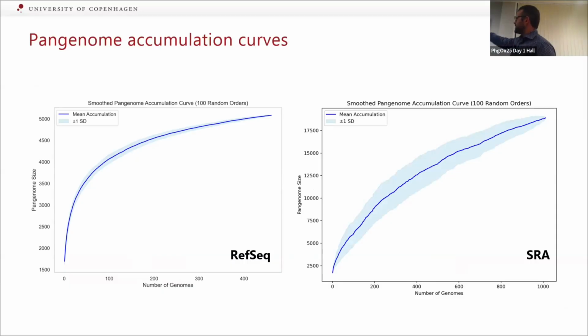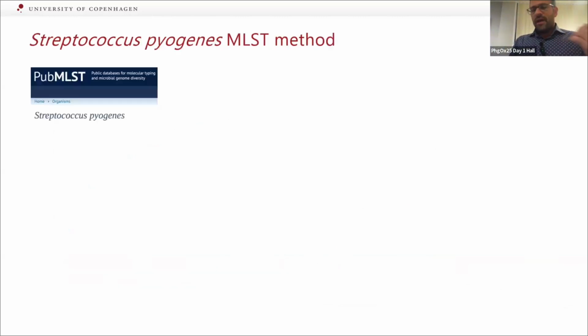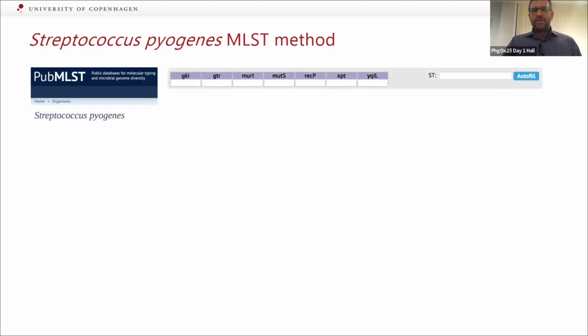We can see that they have the trend to increase. The higher the number of genomes included, the higher the complexity introduced, and especially in the SRA database, the bigger one, this curve is even steeper. Having said that, we have developed an MLST method, which is mostly based on the PubMLST database. And we have categorized our genomes, our databases, into different STs, like sequence types.